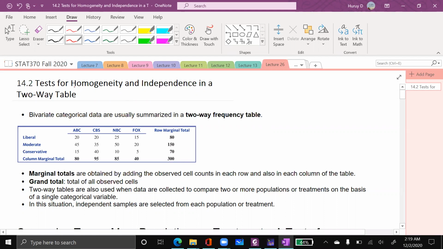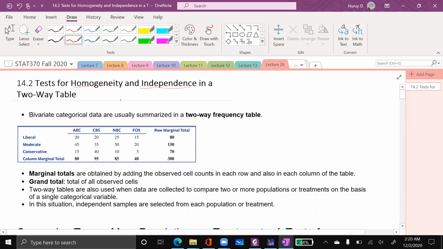is the chi-square test for homogeneity, and the second one is the chi-square test for independence. The difference of these two tests from the one that we saw last time, which is the goodness of fit test, is that the goodness of fit test was only for a one-way table. We can summarize the data in a one-way table.